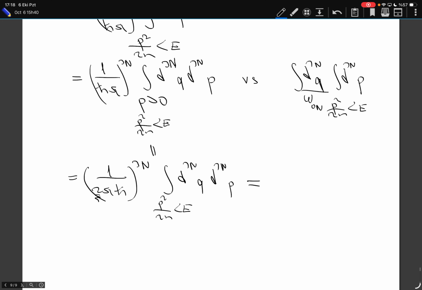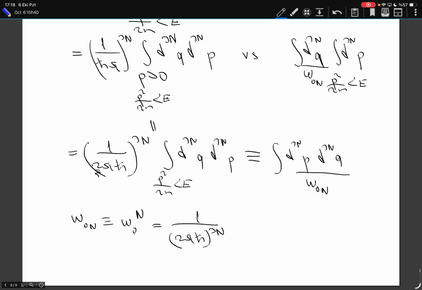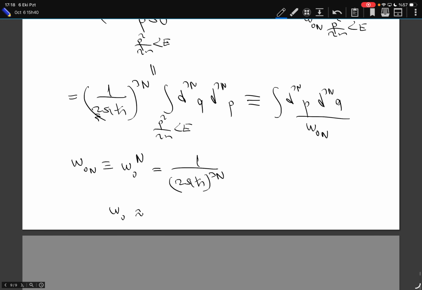But remember, this should be equal to, if we somehow recover the classical result, d3np, d3nq divided by omega 0 n, whatever omega 0 is for n particles. But now we see omega 0 n, which, by the way, we had defined along the way as omega 0 to the power n, should be 1 over 2 pi h bar to the power 3n. So omega 0 is 1 over 2 pi h bar cube. So for each momentum and coordinate pair, we introduce a factor of 1 over 2 pi h bar, which is, by the way, 1 over h cubed.